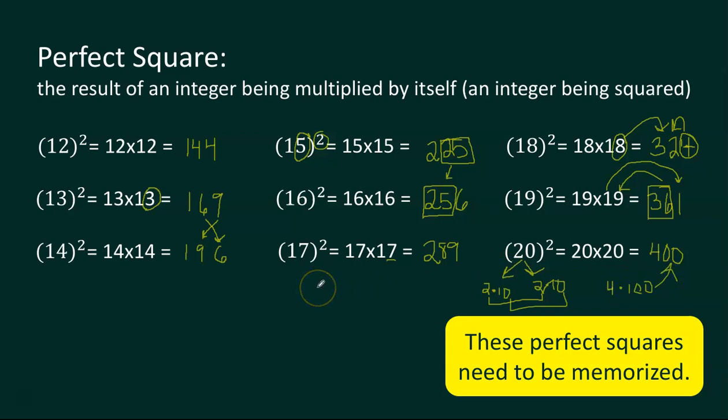So those little memory tricks may not help you at all. Maybe you just want to study them. But I thought I'd share because in the past, a lot of kids have said that it's helped them to remember these perfect squares. You have to memorize this year these perfect squares all the way up to 400. It's a part of the 8th grade standard.